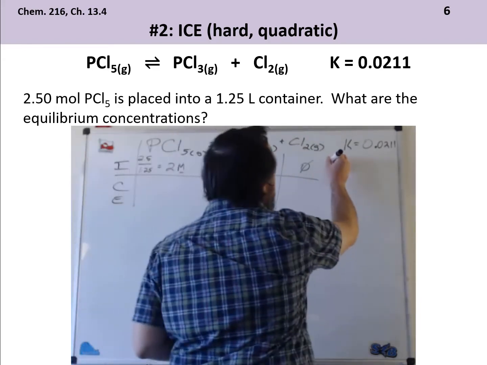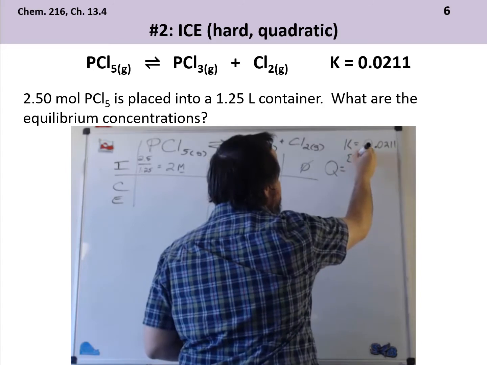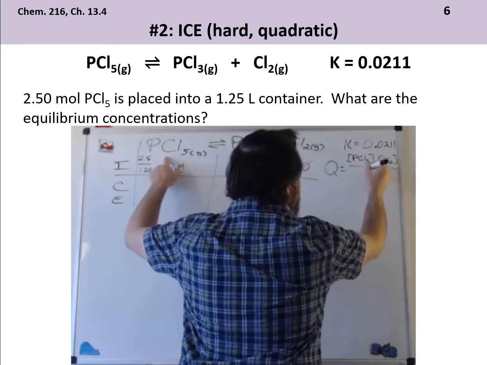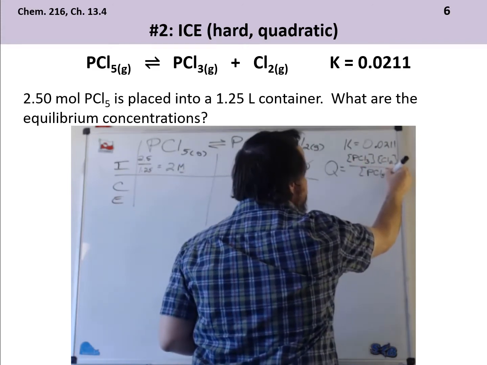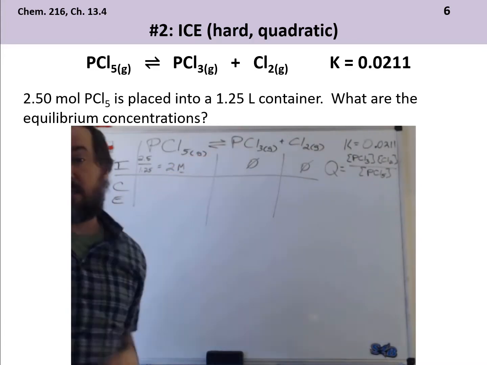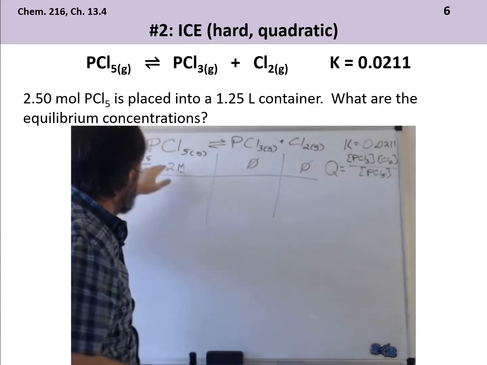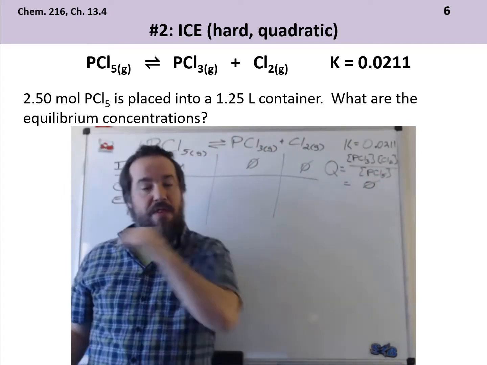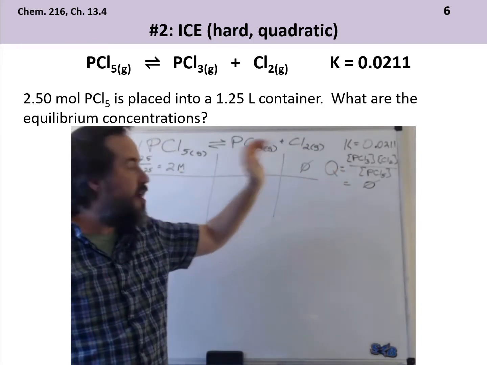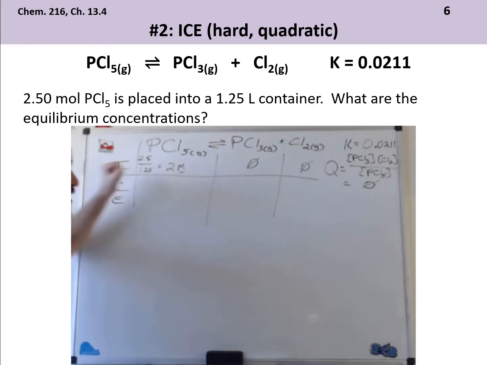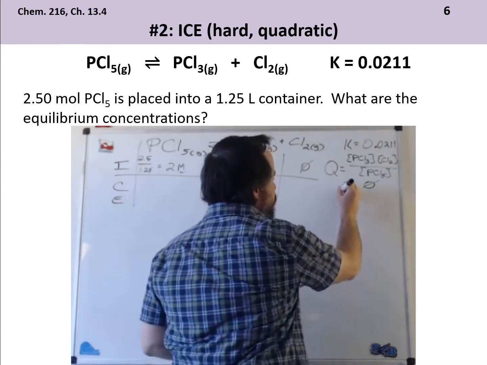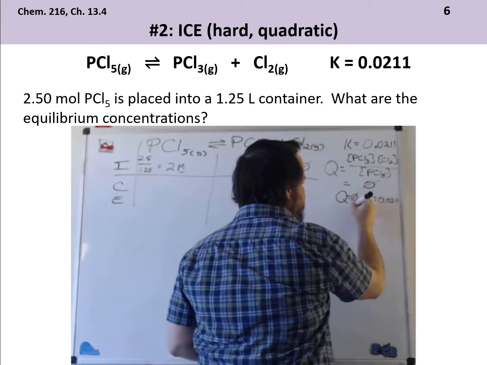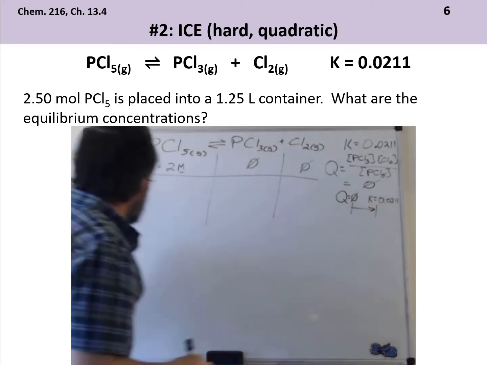Now we go ahead and we go with our Q. This is PCl3 times Cl2 over PCl5. Notice none of them have coefficients, so they're all just raised to the power of 1. I can plug in 0, 0 over 2, so that's going to give me 0. Now, a rule of thumb: if Q is ever 0, it's always going to shift towards the right. You can't get smaller than 0, so it can't shift to the left. But let's just think about that. Q's 0. K, even though it's small, is bigger than that. So it's going to shift from left to right.